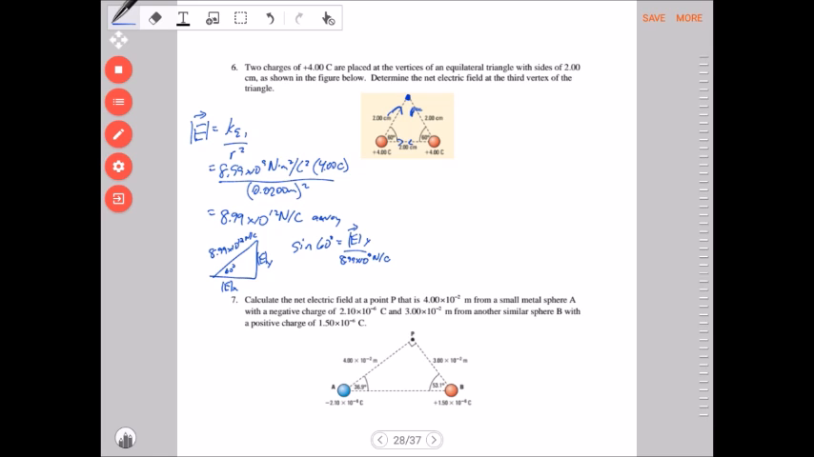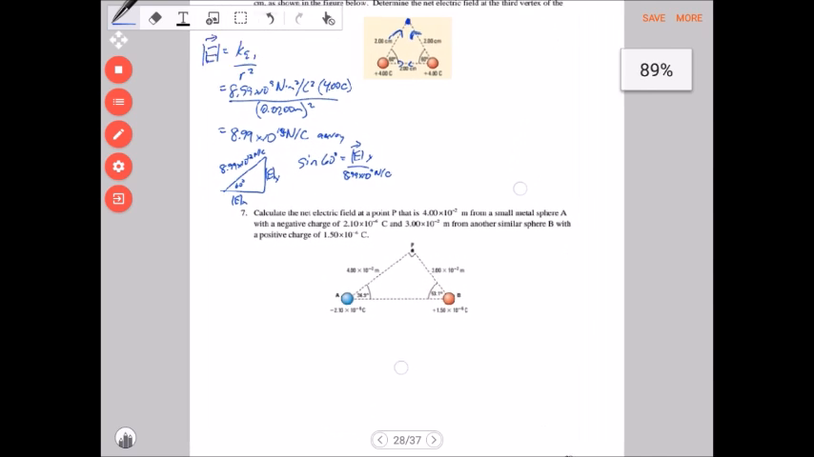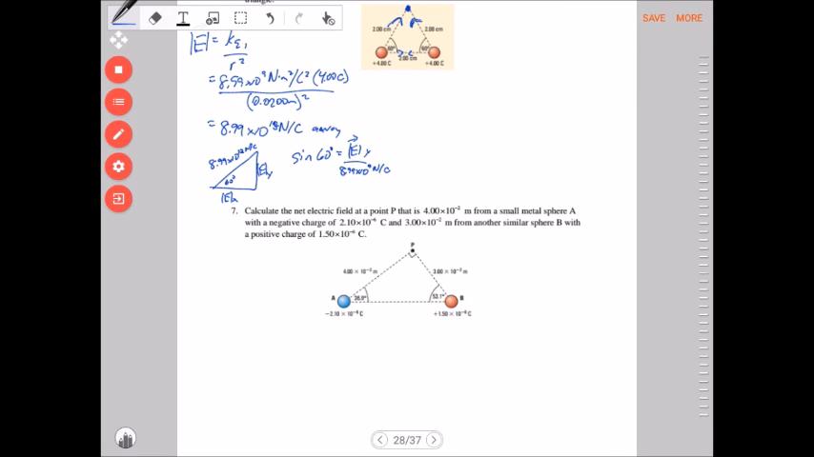All right, let's figure that out. Okay, 8.99. Sorry, guys, 8.99 times 10 to the 9 times 4 coulombs divided by 0.02 squared. Oh goodness, I made a mistake here. Sorry, so if you've been following along, so that's 8.99 times 10 to the 13 newtons per coulomb. Oh, I'm sorry. Okay, whatever, easy fix. Okay, so 8.99 times 10 to the 13. Okay, easy fix. Sorry about that.